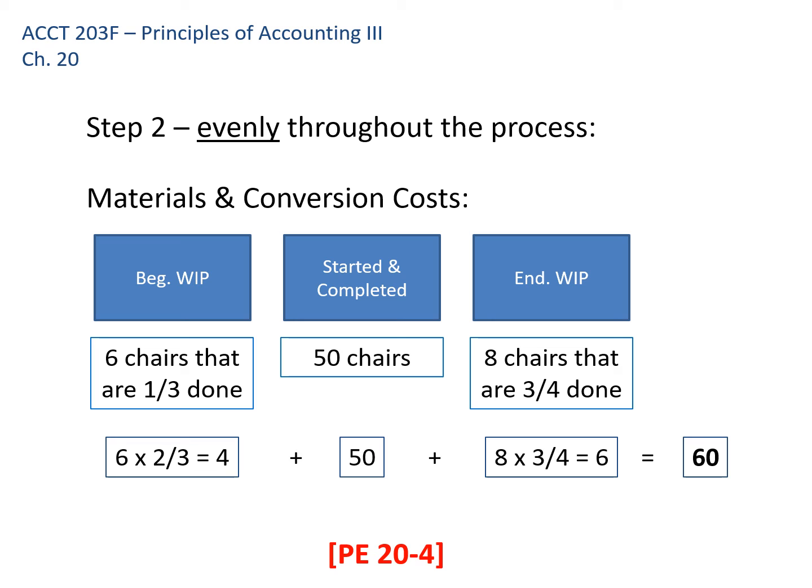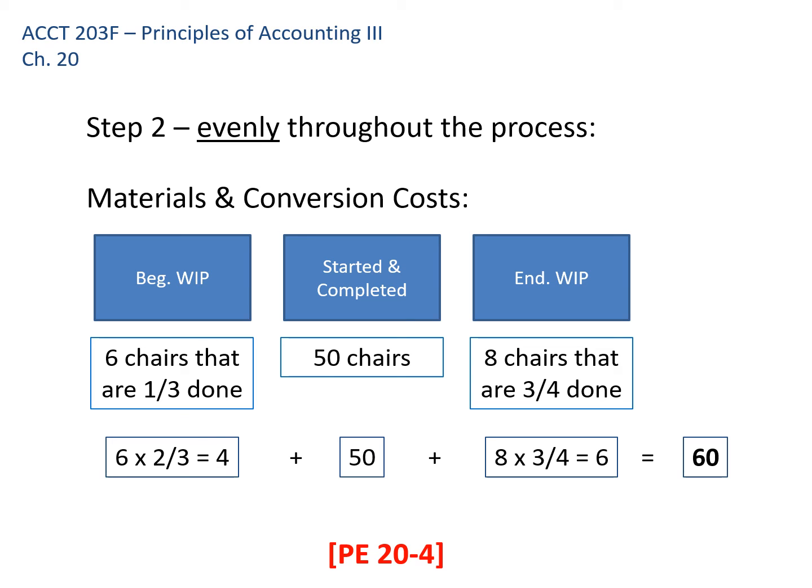And then the ending work in process, I want to look at getting credit for what I did. So I'm not looking at what needs to be done. That'll happen next month when it becomes the beginning for next month. But for ending, I'm going to look at what I have into it. So if I have 8 chairs that are 3/4 done, that's the equivalent of doing the work on 6 full chairs. So the right number of equivalent whole units for what I did would be, in this case, 4 plus 50 plus 6, or 60 chairs is the correct measure of what I accomplished.